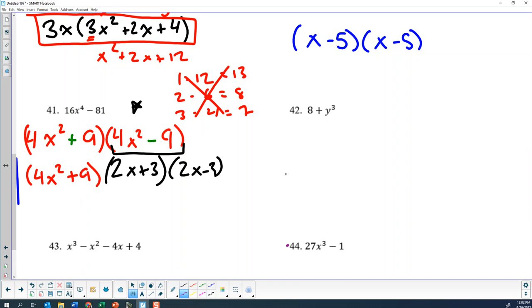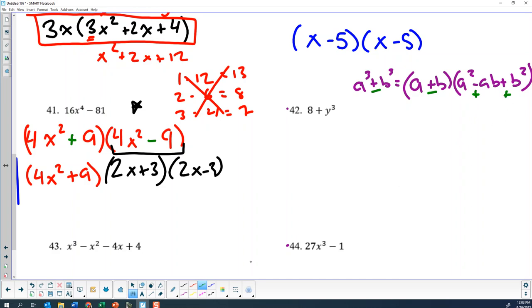42 and 44, you want to use your sum and difference of perfect cubes. So a cubed plus b cubed is a plus b times a squared minus ab plus b squared. And if you're subtracting these, the first terms get subtracted and the middle terms get added. But the last one's always positive.